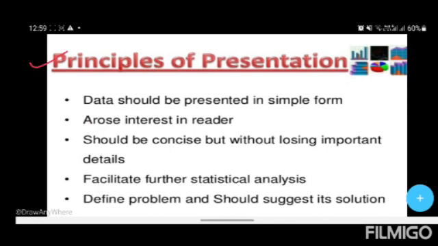Here are the main principles of presentation. Data should be presented in a simple form. It should arouse interest in the reader. It should be concise without losing important details.